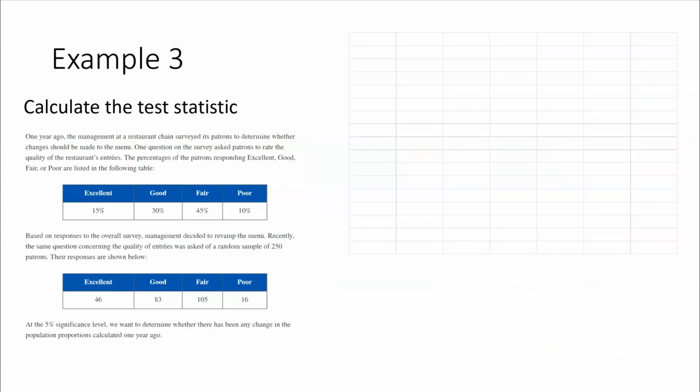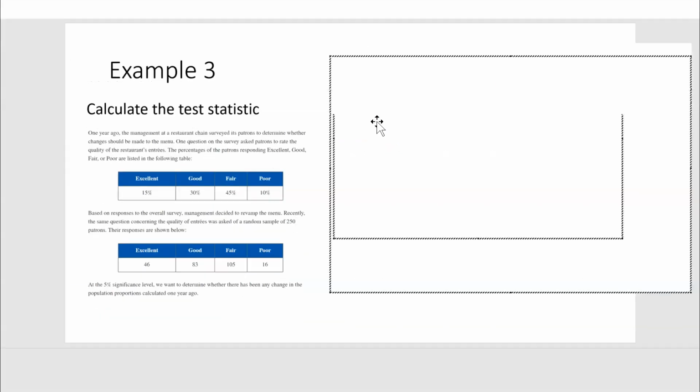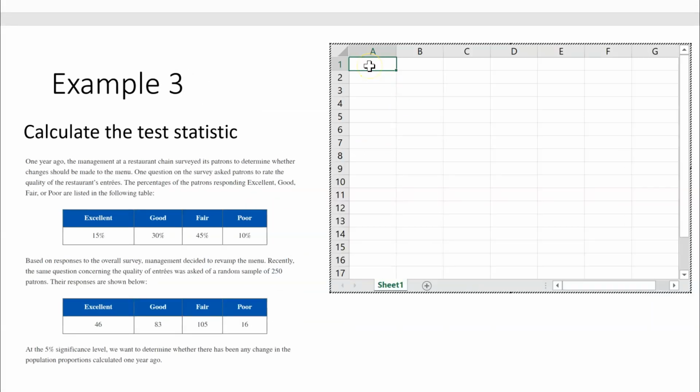All right, so let's go ahead and do it with this one here. Let's put this in here. We're going to have our observed, our expected, observed minus expected, observed minus expected squared, and observed minus expected squared divided by expected. Now let's fill in here, and I'm going to add the ratings just to help us out. We've got excellent, good, fair, and poor.